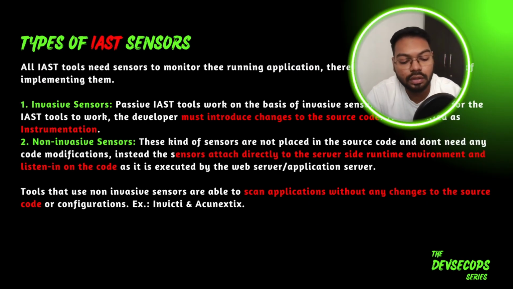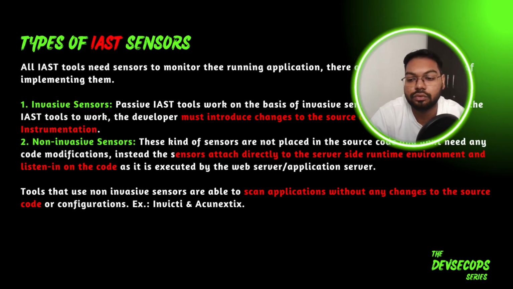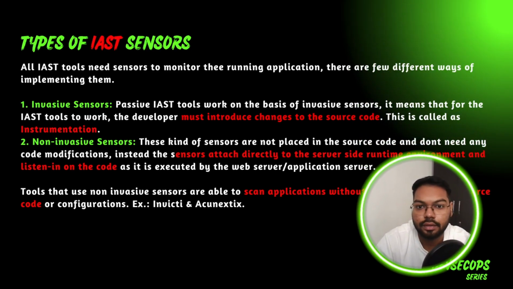Next, I hope you got the point of true, active, and passive scanners. That is really helpful for you to determine which type of IAST tool you need to go for. Either you only require a passive scanner, or you need an active tool, or you need a true IAST tool. So then, different types of sensors. All IAST tools need sensors to monitor the running application. There are a few different ways of implementing them. So there are two ways: invasive sensors and non-invasive sensors.